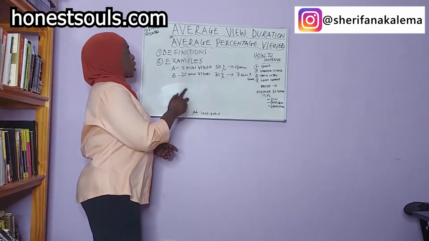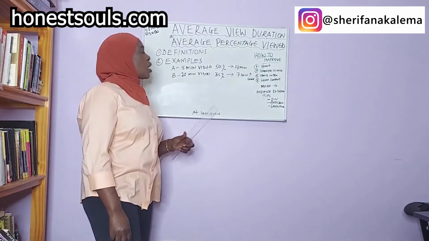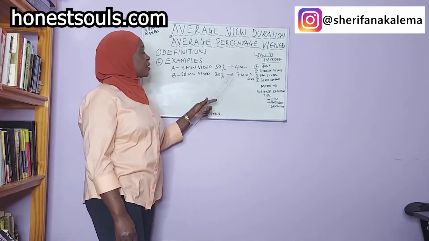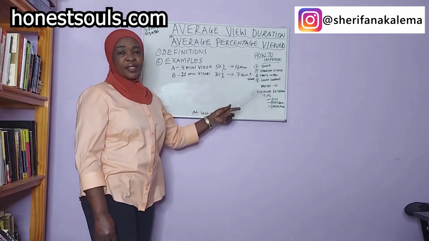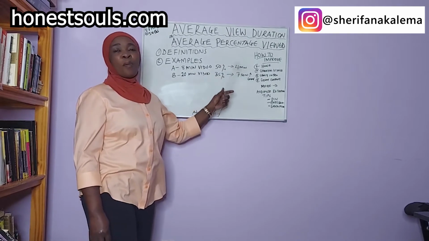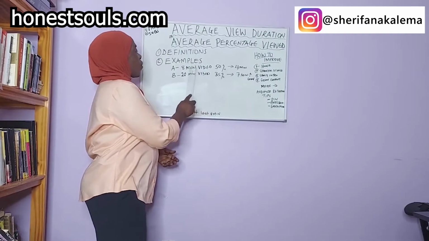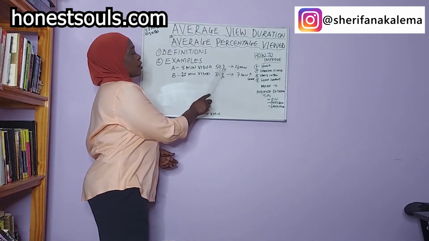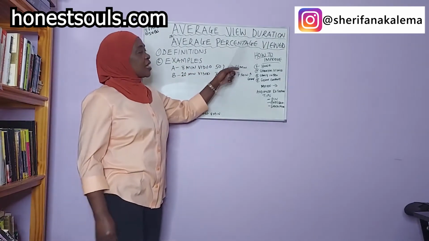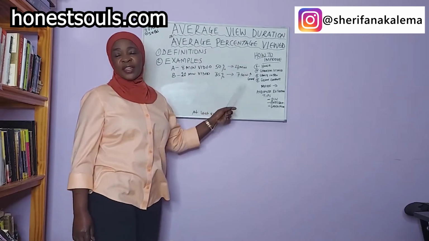For example, if you have an 8-minute video and people watch 50% of it, that's 4 minutes. Now, average view duration is 4 minutes because the duration is in minutes. Now, what about the percentage? The 50% is the percentage. Average percentage viewed is 50%. Average view duration is 4 minutes.